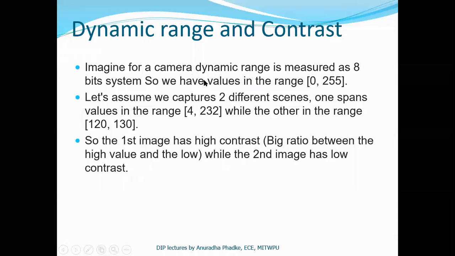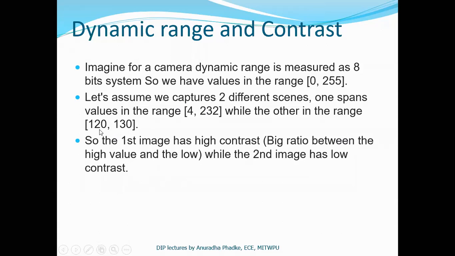So we are using a camera with dynamic range 0 to 255. For one scene the range is 4 to 232, and for the other scene the range is 120 to 130. Out of these two scenes, the first image has high contrast. Why? Because the ratio between the high value and low value is large, or we can say the difference between the highest captured value and lowest captured value is large. That's why we can say scene 1 has higher contrast than scene 2.